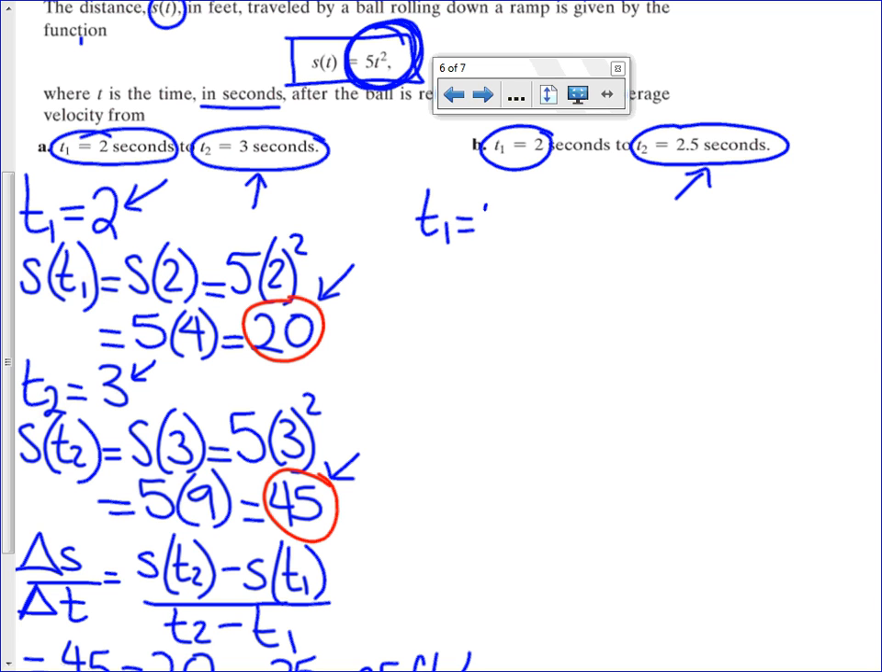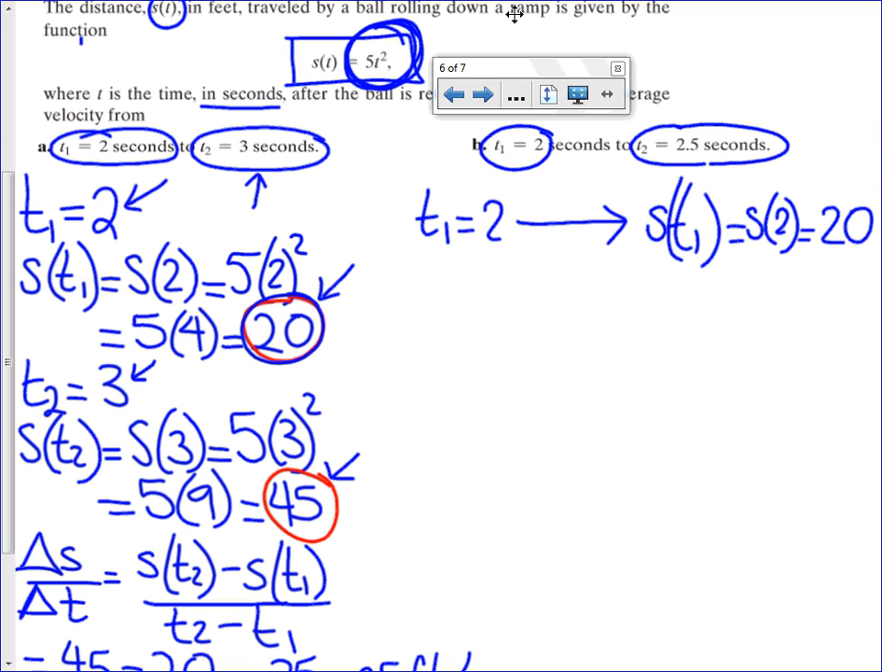We have t sub 1 is equal to 2, and we already know what the position of that object will be at 2 seconds because we found it here. And so we know that s of t sub 1, or s of 2, is equal to 20. Okay, now we still need to find it for t sub 2, which is 2.5 seconds.